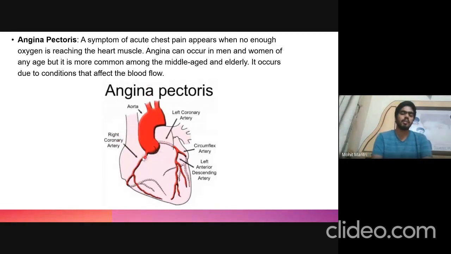So suppose this is the coronary artery which supplies blood to the heart muscles. If this coronary artery is blocked because of atherosclerosis or any other reason, now the oxygen will not be able to reach the heart muscles, and in absence of oxygen, the heart muscle will not be able to contract, and metabolism of heart muscle will not take place, and therefore chest pain or angina pectoris will occur.